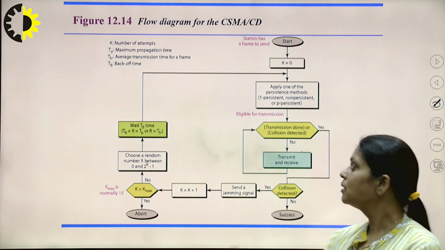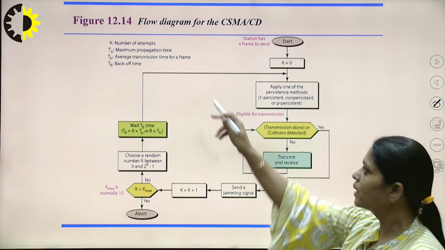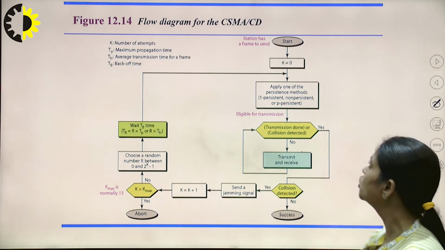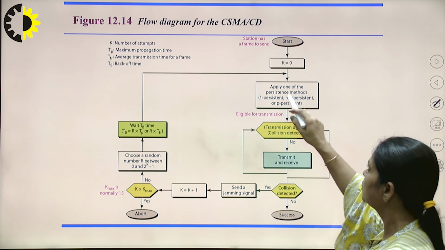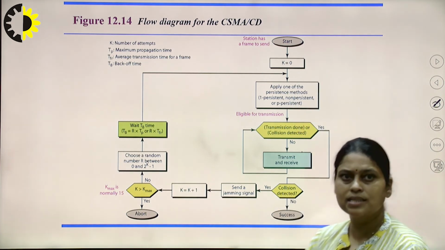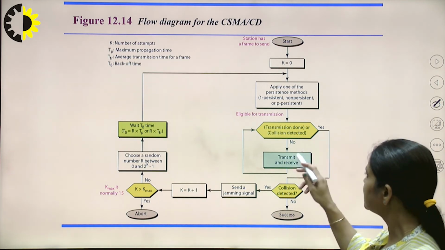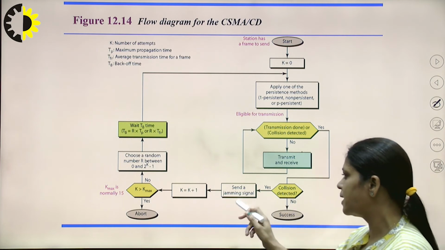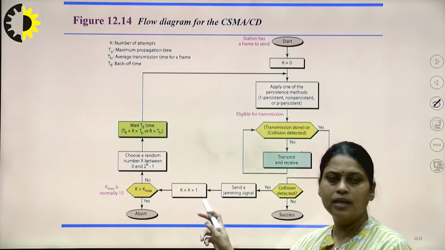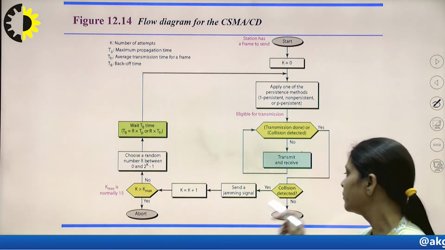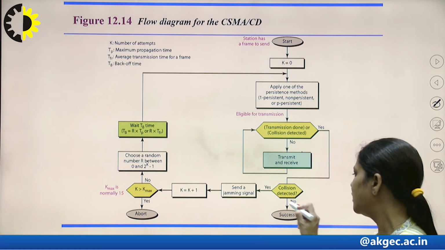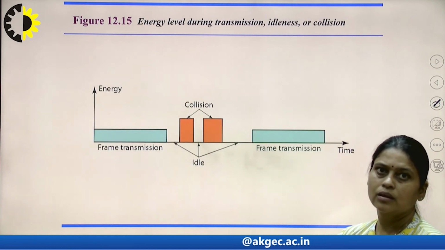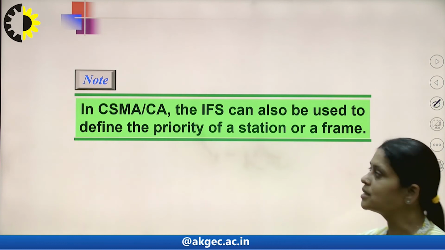CSMA with CD is an algorithm, and we calculate the throughput of CSMA with CD with this flow chart. Start, K is equal to 0. Apply the 1-persistence, p-persistence or non-persistence method. Transmit and receive. If a collision is detected, send a jamming signal and increment K by 1. If no collision is detected, the frame has been sent successfully.